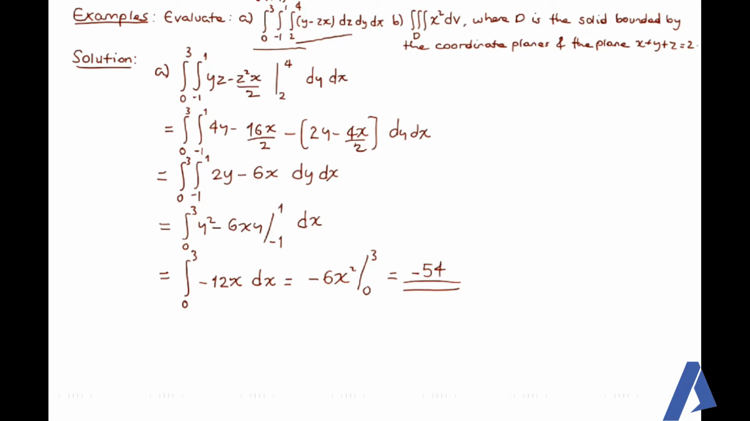ስለዚህ መጀመሪያ y minus zxን with respect to z ኢንተግሬት ስናደርገው yz minus z square over 2 times x, because we consider y and x as a constant, ያው ፓርሻል ኢንተግሬሽን ስለሆነ ማለት ነው። ከዛ በመቀጠል at 4 እና 2 ኢቫሉዌት እናደርጋቸዋለን። then 2y minus 6x ይመጣል። ከዛ ይሄኛውን ድጋሚ with respect to y ኢንተግሬት እናደርገዋለን። then y square minus 6xy ይመጣል። at 1 and minus 1 ኢቫሉዌት ስናደርጋቸው minus 12x ይመጣል። then the integral of minus 12x is minus 6x square. When we evaluate it at 3 and at 0, it becomes minus 54.